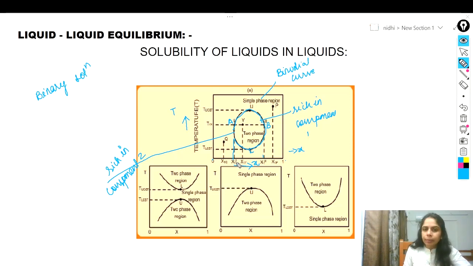We described this with alpha and beta in the last video. So x1 alpha and x1 beta are the equilibrium compositions at a particular temperature T, defined by the intersection of this horizontal tie line. This is the horizontal tie line.